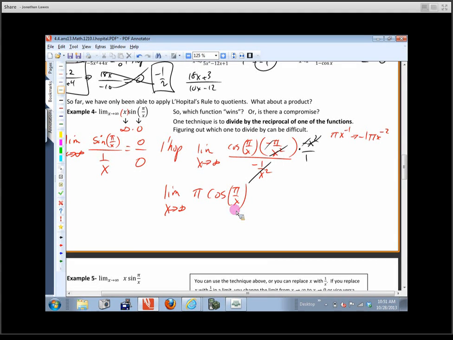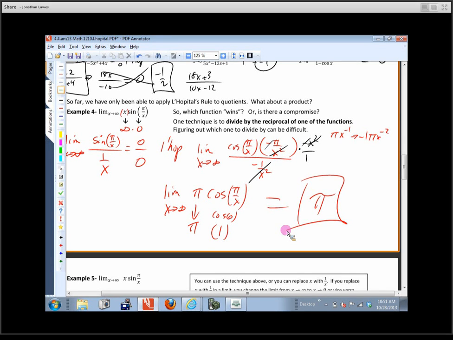Now, there is no way this is in indeterminate form. We're going to be able to get the answer here. This is a pi, plain old constant. And what happens when we plug in a larger and larger number here? That gets close to 0. And what does the cosine of 0 approach? 1. So what's the answer on this one? The answer on this one is pi. Okay? Now, we're good?